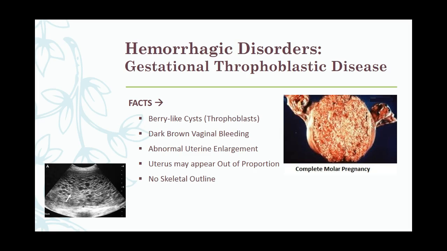The telltale sign of this disease is dark brown vaginal bleeding, and they also have an abnormal uterine enlargement. So their uterus grows much faster than you would expect it to. So McDonald's measurement would be greater than what you anticipate it should be at whatever point of gestation this lady is at. The uterus may appear out of proportion, and that is because there's no skeleton in there to support a normal looking uterus.